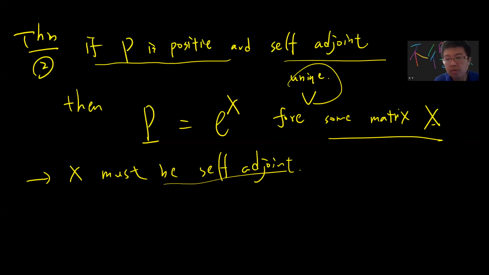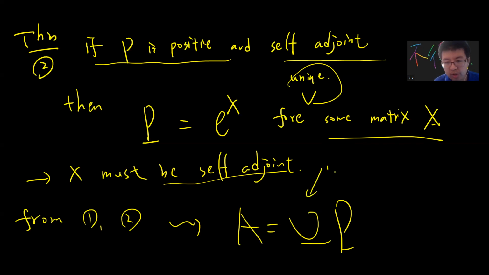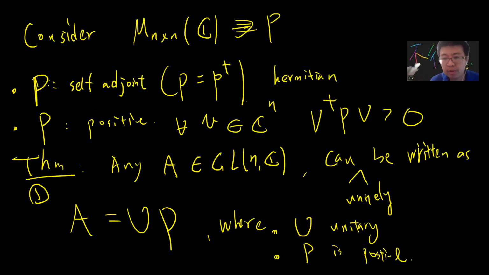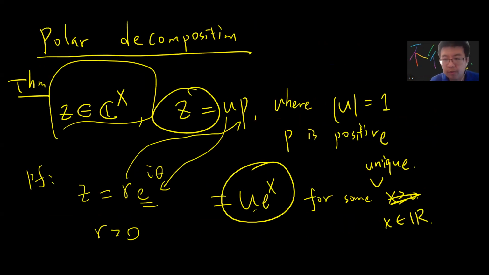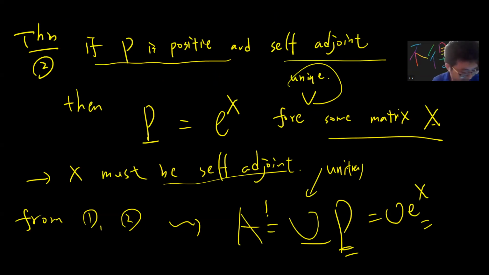Okay, so from 1 and 2, any invertible matrix A can be written as UP, where U is unitary and unique, and P is self-adjoint and positive. By 1 and 2, A can be written as U times exponential x for some self-adjoint matrix x. This is a matrix generalization of the trivial fact in complex analysis. Okay, so the idea is the proof.